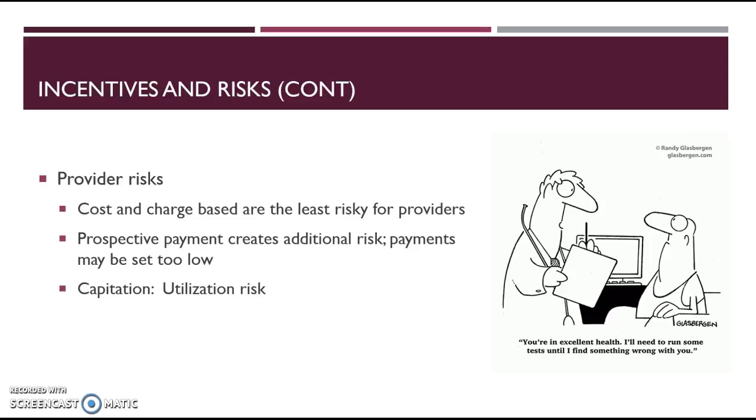Because remember, this is when they set a set amount per person, regardless of the level of services that are utilized. So if a lot of services are utilized, then the insurance company has the risk. I'm sorry, the provider has the risk. If there are not many services utilized, then that is the risk for the payer, because they have paid out for those people, but they haven't actually used the services.